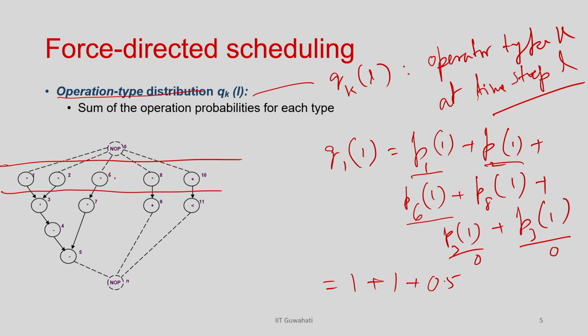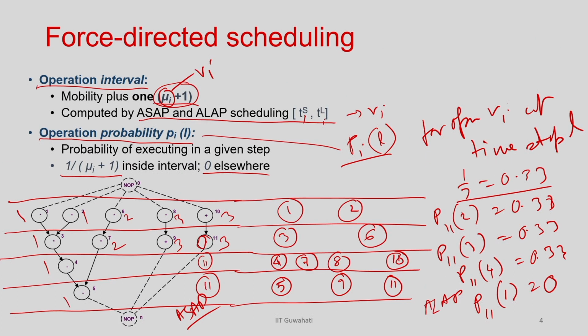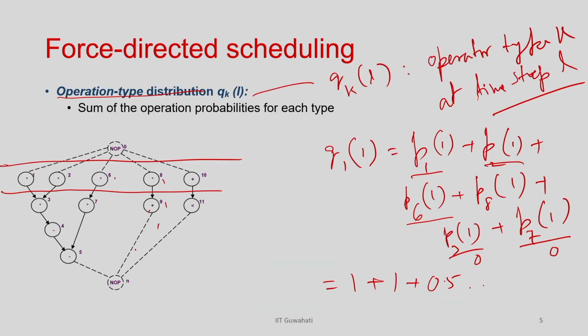7 cannot schedule here, because it was already discussed that 3 and 7 are 0, right. And then the probability of 8 is 1 by 3, right, because this can schedule here, here and here. Because operation 9 can schedule here, 8 can schedule here, here or here, right. So, there are 3 options. So, 1 by 3, which is basically 0.33. So, what I understood is that the operation type distribution of the multiplier in timestamp 1 is 2.83, right.